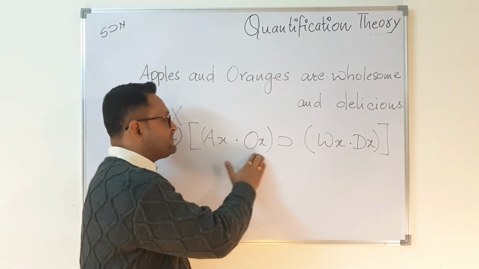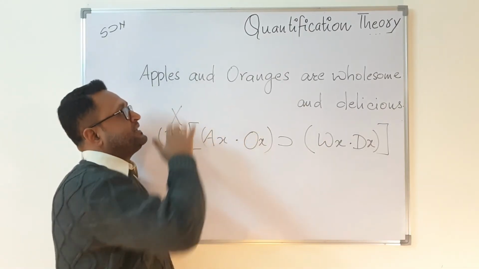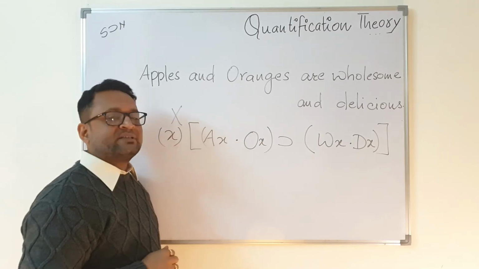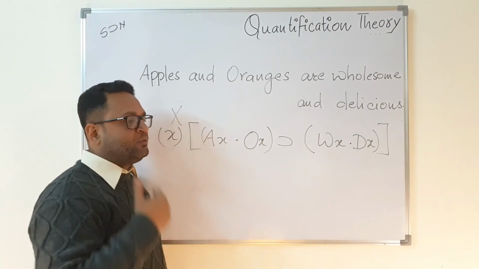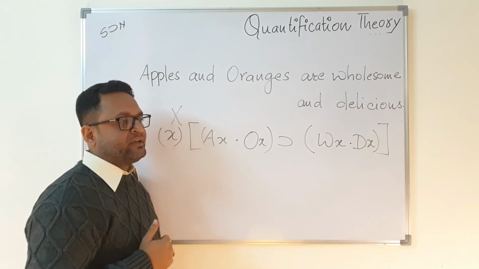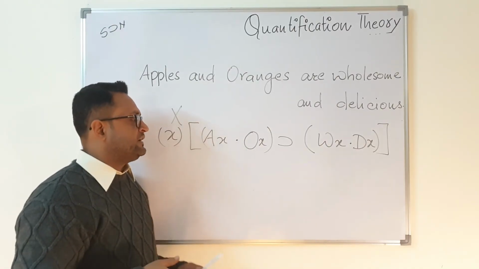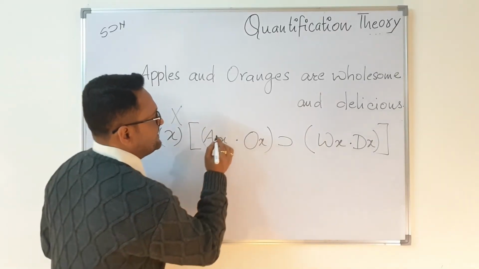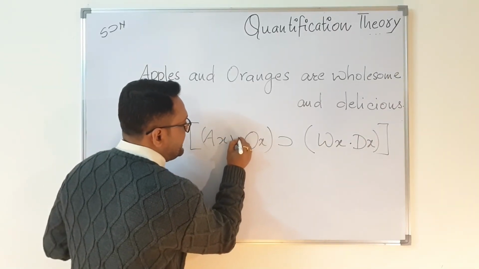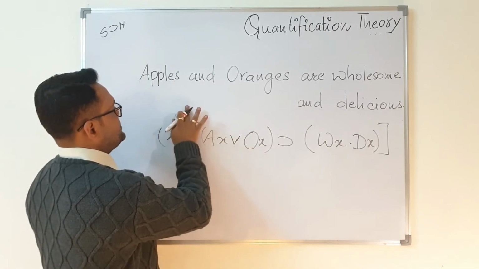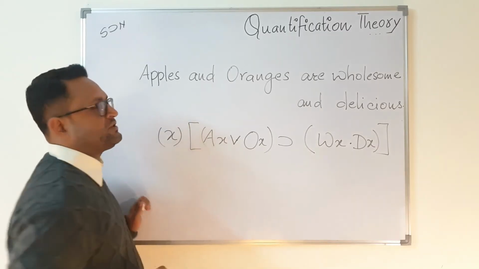So this way of symbolization, even if it is written as apples and oranges are wholesome and delicious, will put us at a, say, it will be incorrect. Now what can be the symbolization for it? The symbolization for it is either it is an apple or it is an orange. Now this is the right symbolization, right?